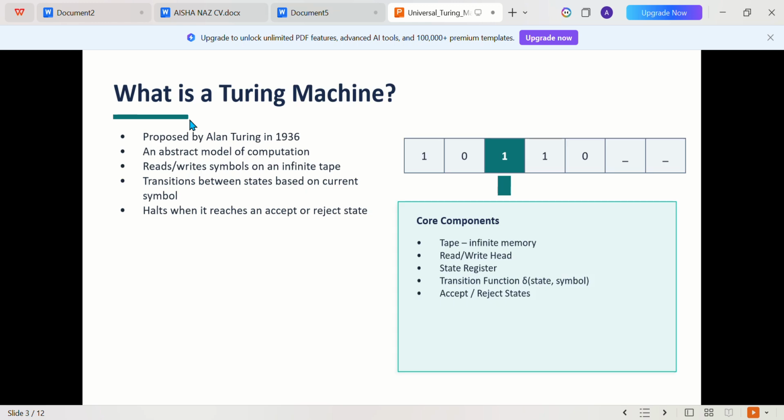Okay, so before covering what is a Turing machine, you must know what a Turing thesis is. Now, Turing thesis says that every task performed by a digital computer can be performed by a Turing machine. Like any task, any question, any problem you are performing by a digital computer can be performed by a Turing machine. And this machine was basically proposed by Alan Turing in 1936.